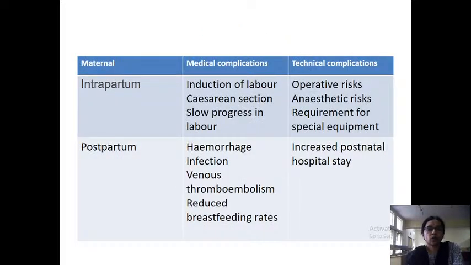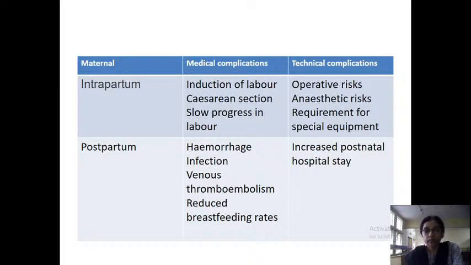And then the intrapartum complications include high rates of induction of labor in these women, and high rates of operative vaginal delivery, as well as operative deliveries in the form of cesarean section. And in case they go into labor, the labor tends to be dysfunctional, so there will be slow progress in labor. So in a way, the operative risks tend to be higher in these women, and also these women are at increased risk of developing anesthetic risks, and they always require special equipment for monitoring.